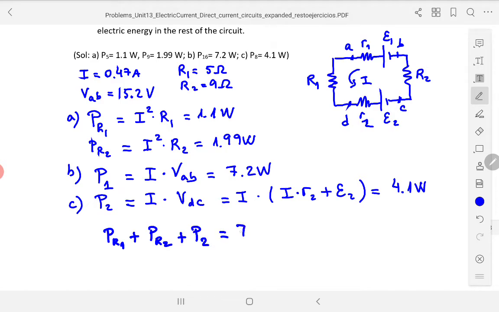If you sum all these up, this gives you 7.2 watts, because all of this is power that has been lost. This is electric energy per unit of time that's been changed to other types of energy, like heating, for instance, in the resistors, and probably storing as chemical energy in this second battery. And this is equal to the total power that is being supplied by the first battery. This is in D.